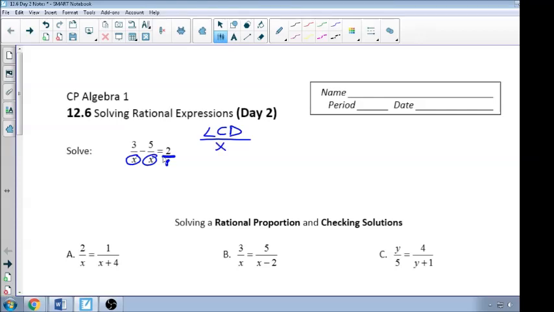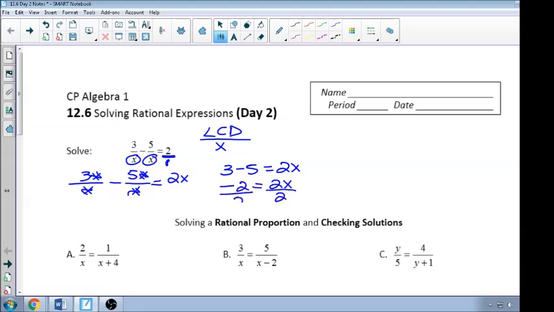What do I do with my LCD? I'm going to multiply it by all the numerators. So 3 times x over x minus 5 times x over x equals 2 times x. That's technically over 1, but you don't need it if you don't want. What I would do now is simplify what I can. So the x's would go away and the x's would go away, leaving me with 3 minus 5 equals 2x. 3 minus 5 is negative 2 equals 2x. Divide by 2, and negative 1 would equal x.